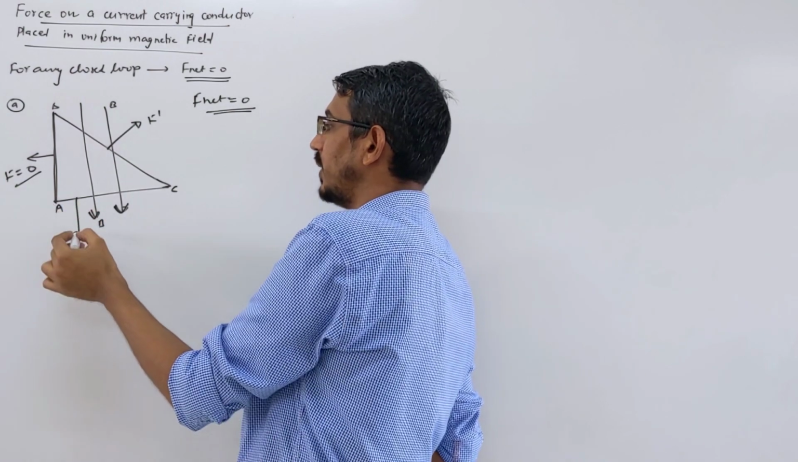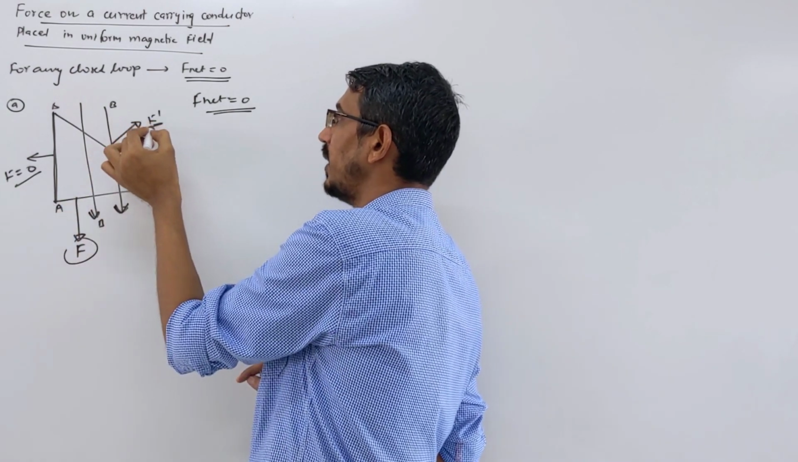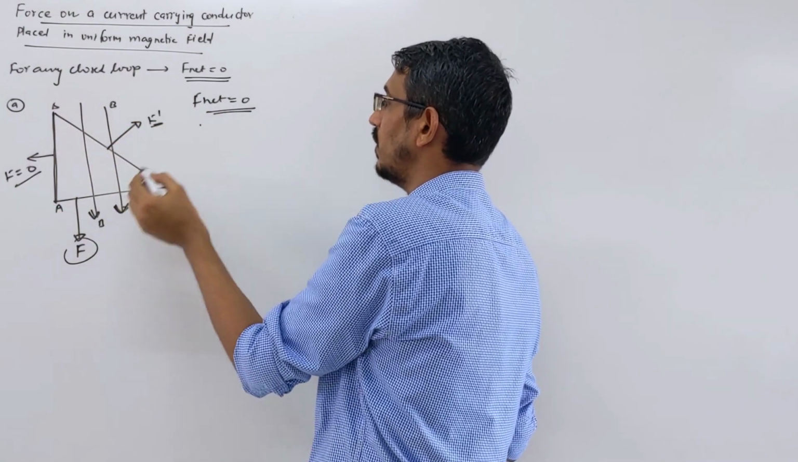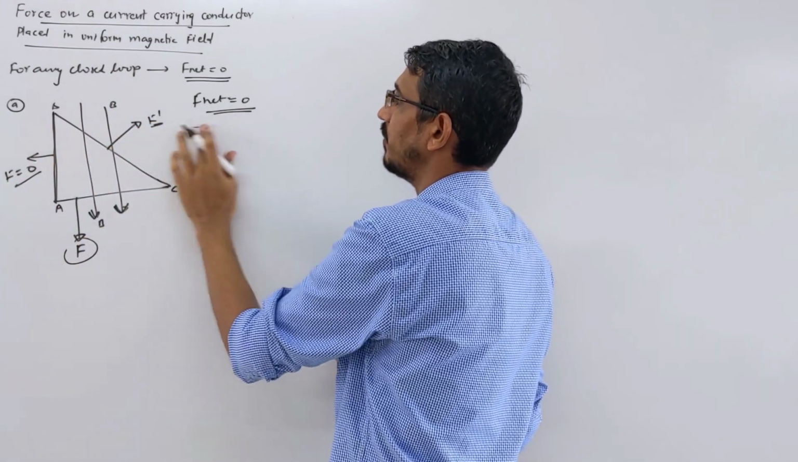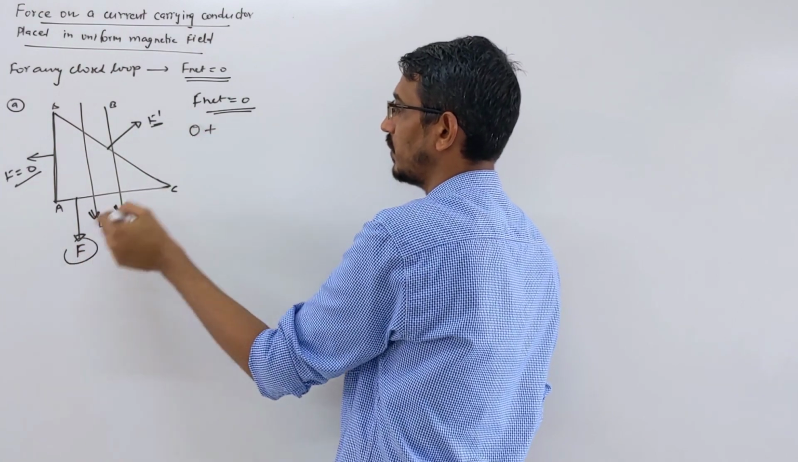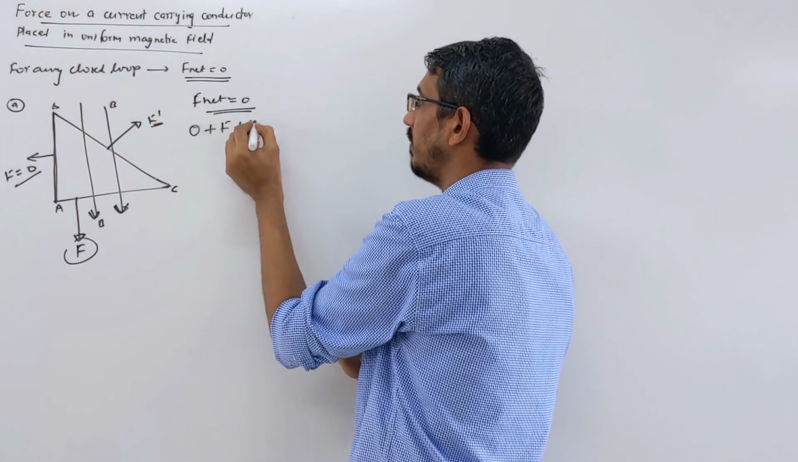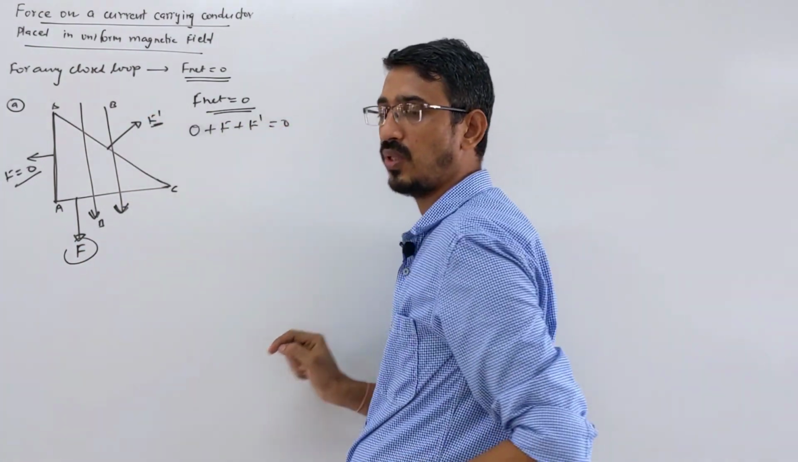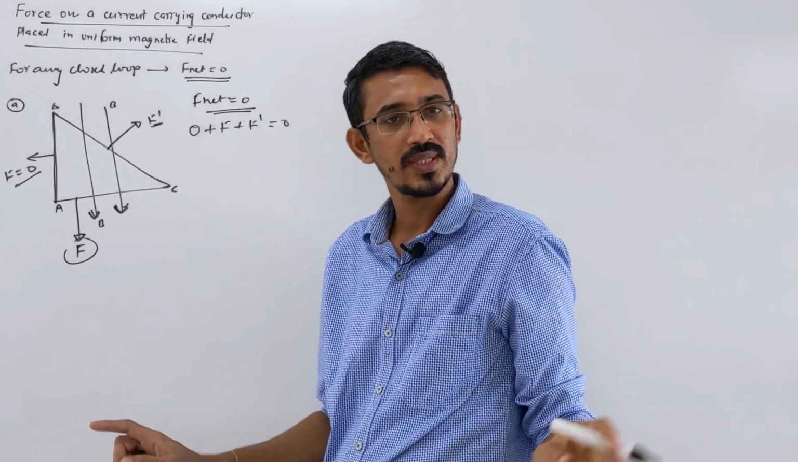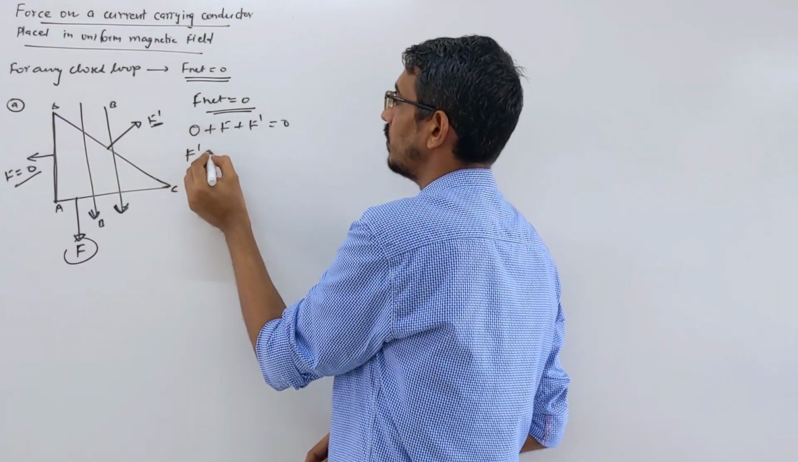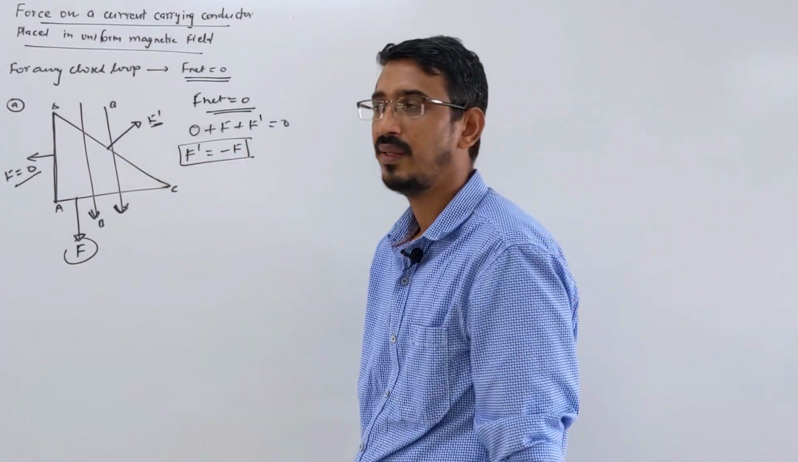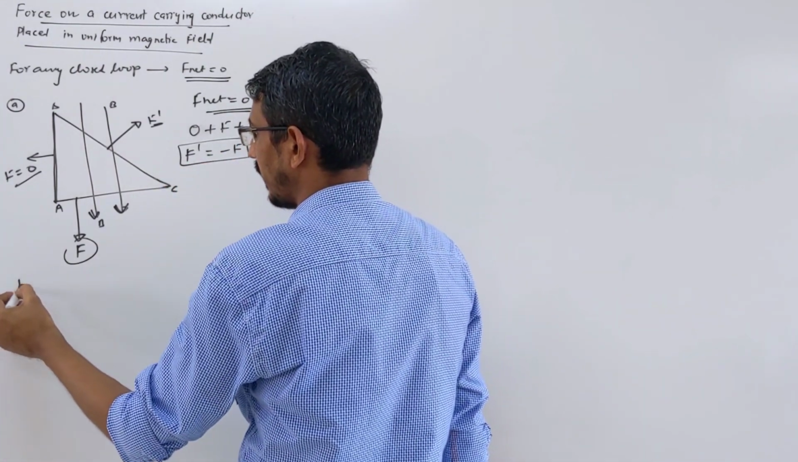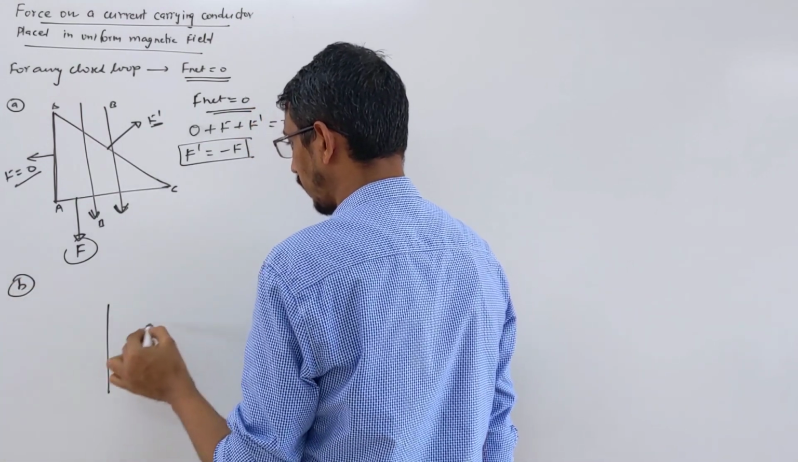Now this wire has force F. So how much force do we need on the other side? Obviously we need net force 0. So the force on this side is 0, plus this force F, plus that force which we call F dash, should again be 0. Net force in a closed loop is always 0. It means F dash should be equal to minus F. That's your answer simply.